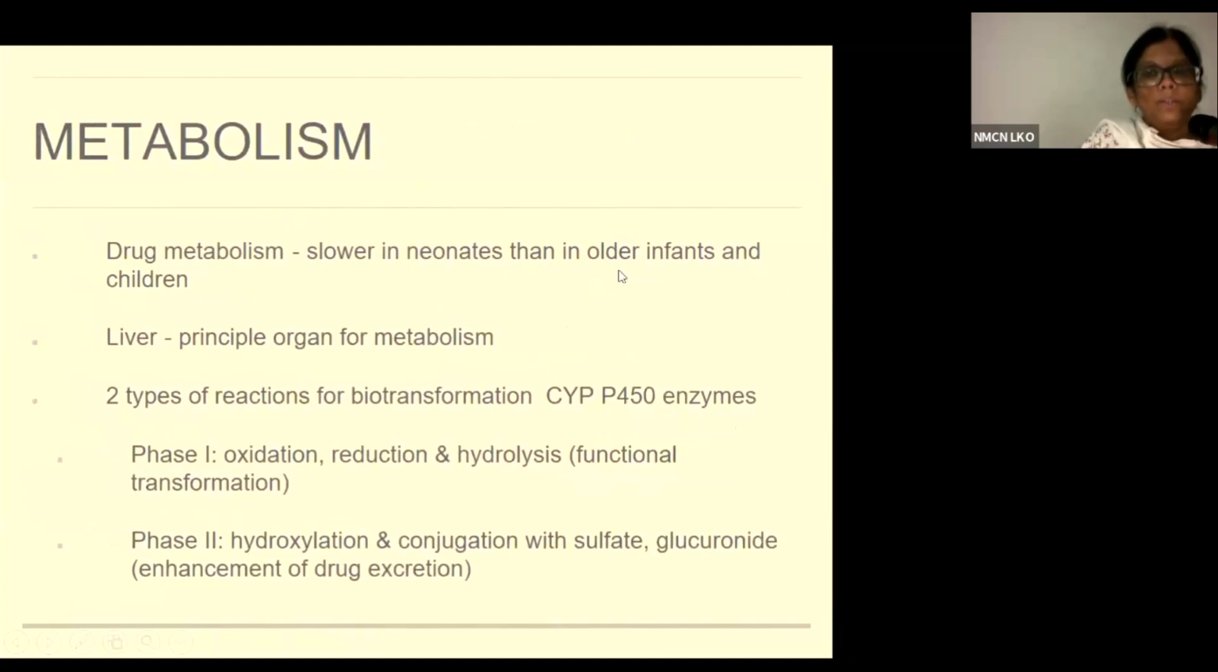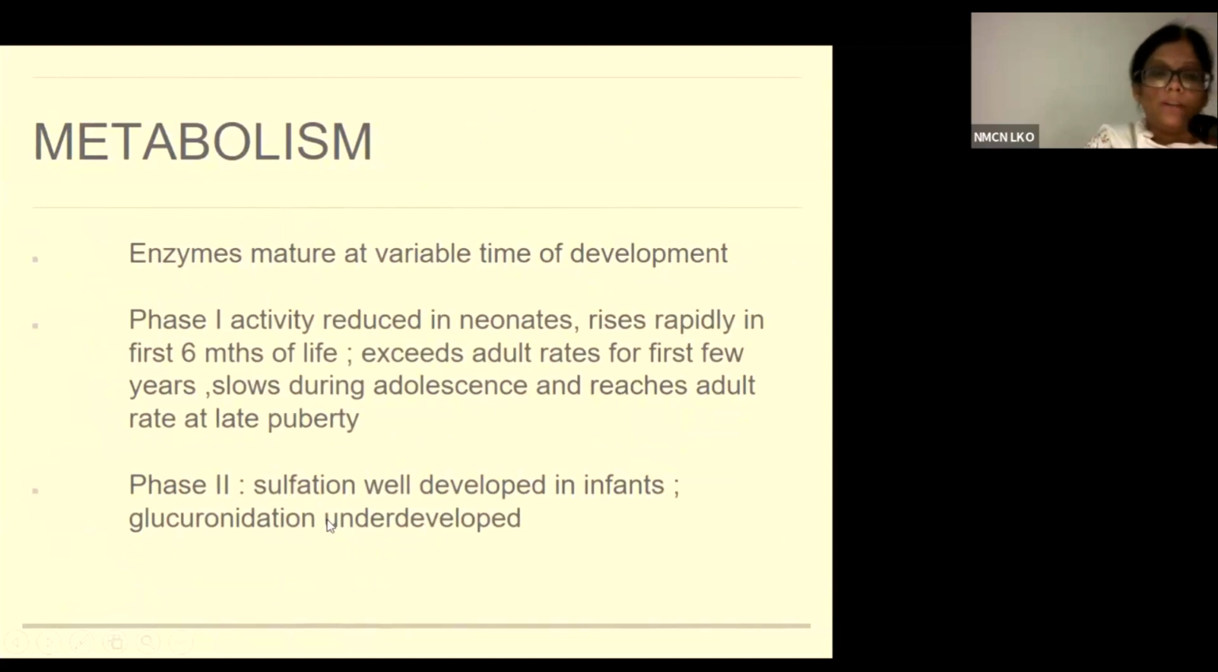It is slower in neonates than in older infants and children, and the liver is the principal organ for metabolism. There are two types of reaction for biotransformation: phase 1, oxidation, reduction and hydrolysis, which are the functional transformations, followed by phase 2, hydroxylation and conjugation with sulfate and glucuronide, which leads to elimination and excretion. And these require enzymes, and enzymes mature at variable times of development.